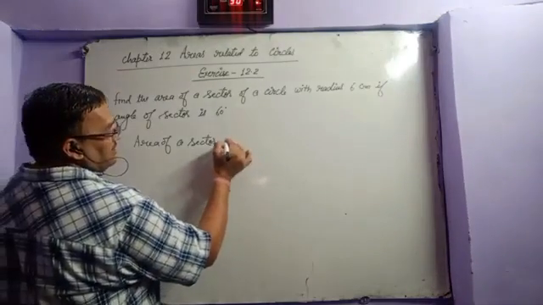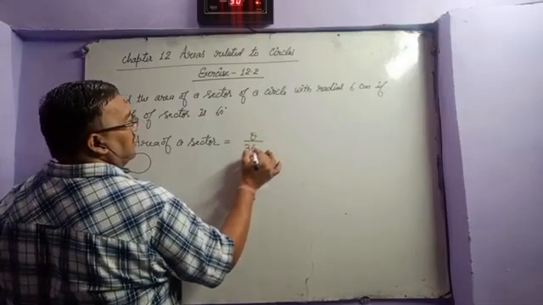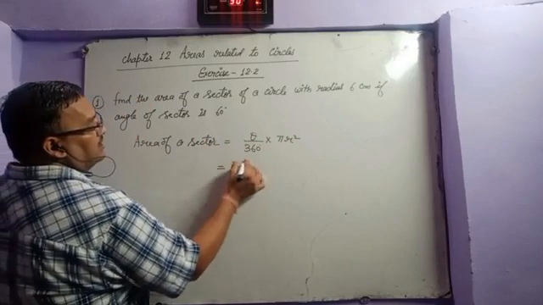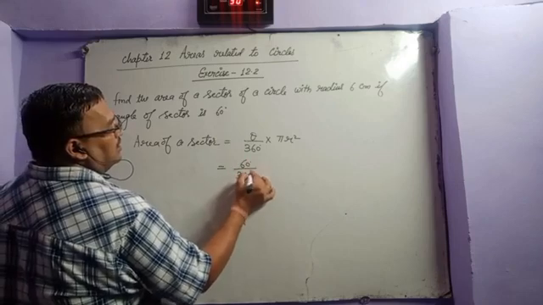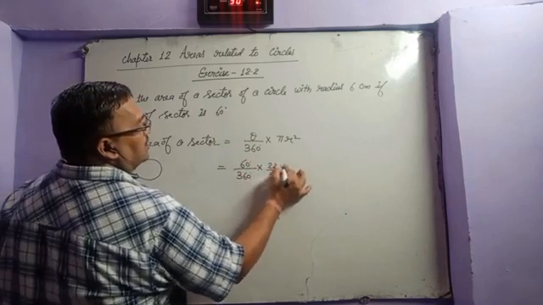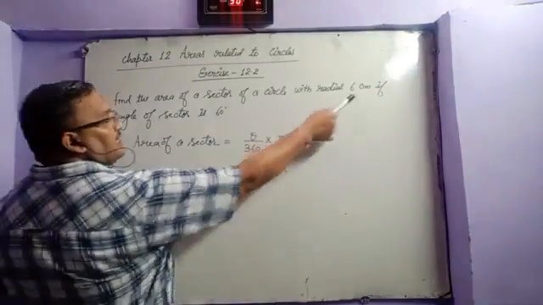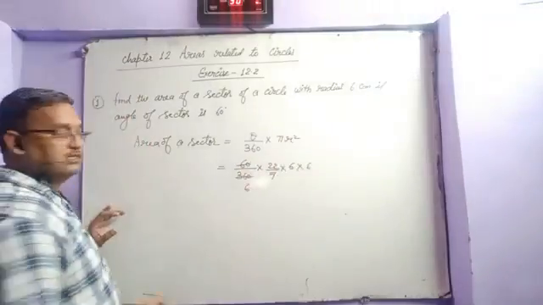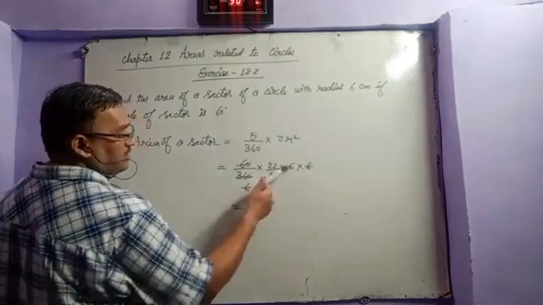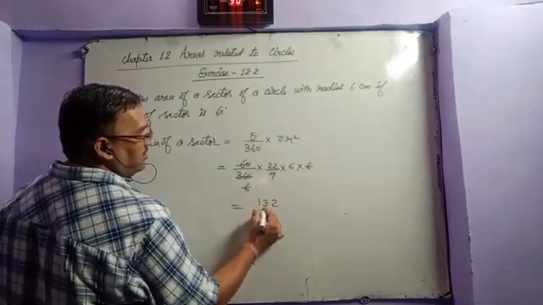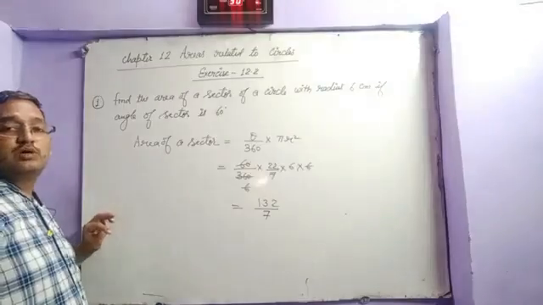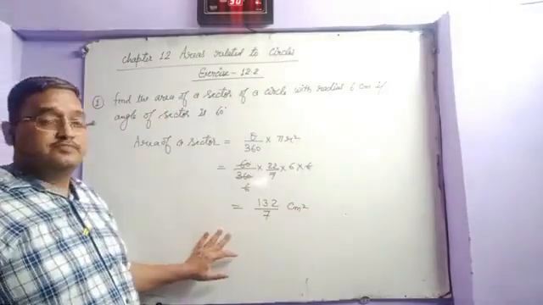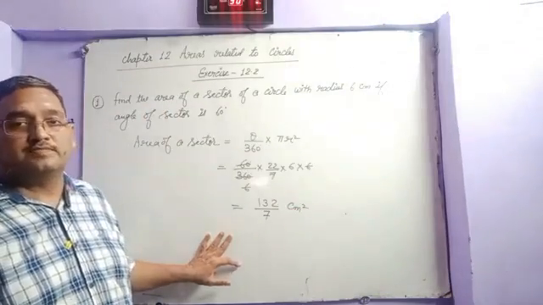So the area of a sector is theta by 360 into pi r square. The value of theta is 60 degrees over 360. The value of pi used in this question is 22 by 7, and the radius given is 6 into 6. So 6 sixes are 36, 6 times we can cancel one 6 also. 6 twos are 12, 12 plus 1 is 13. So that is 132 upon 7 centimeter square. So this is the area of the sector of the circle.